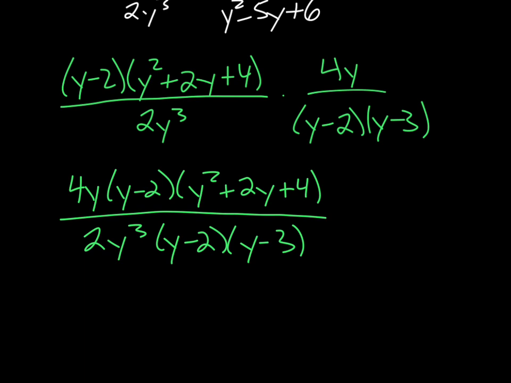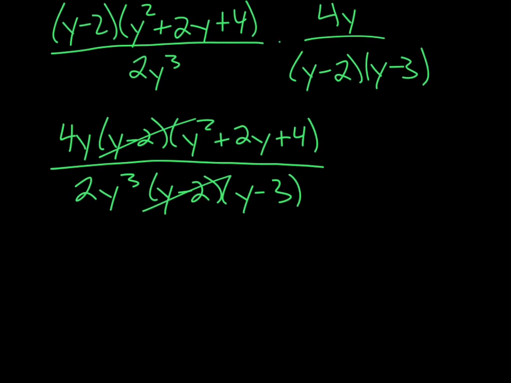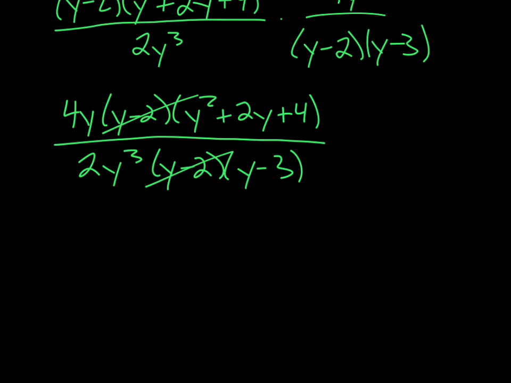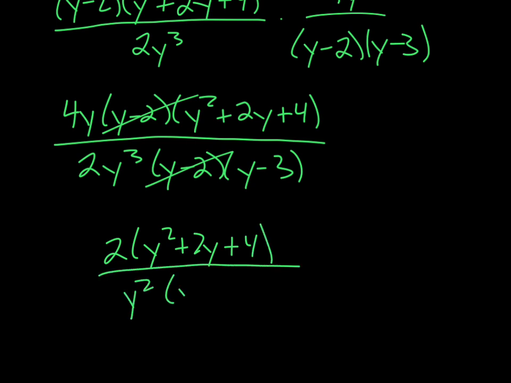Alright, so what can we cancel then? y minus 2. Yeah, those are gone. Anything else? Take out a 2y. So one of the y's is gone, and also we can divide that 4 over 2, right? So then we get 2 on the outside, y squared plus 2y plus 4. Alright, so then we have 2 and then all of this, right? And on the bottom would be y squared, y minus 3. Is that okay?